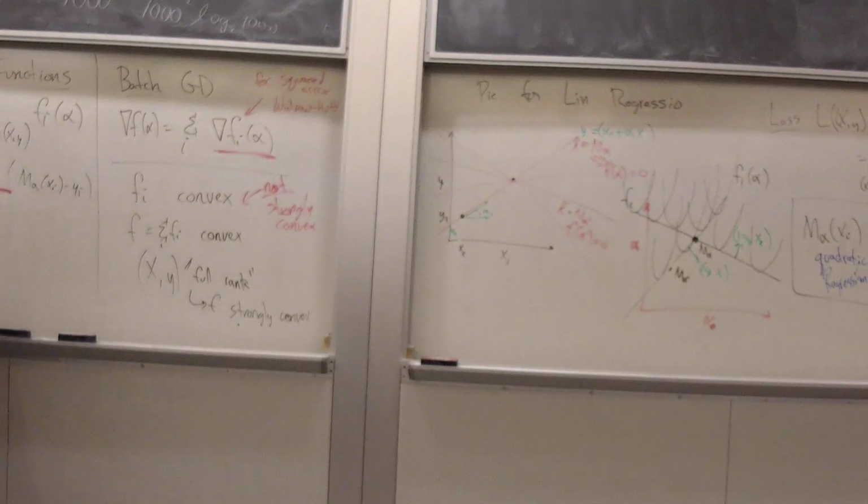So I think I'm missing the link. If we have multiple data points, why does that result in an f that we need to break up, like a loss function that we need to break up? What is the motivation behind that?